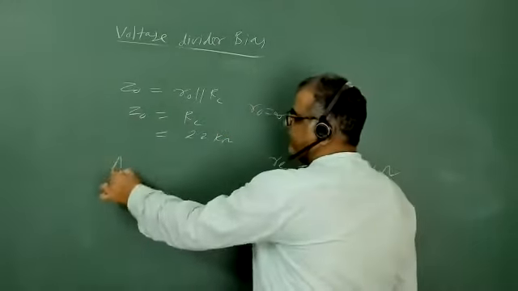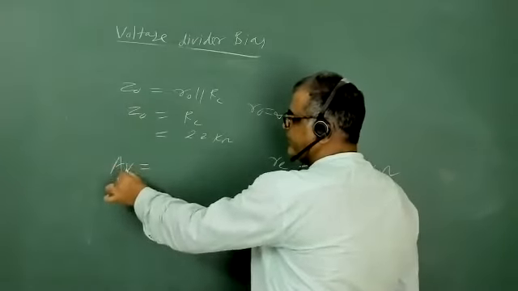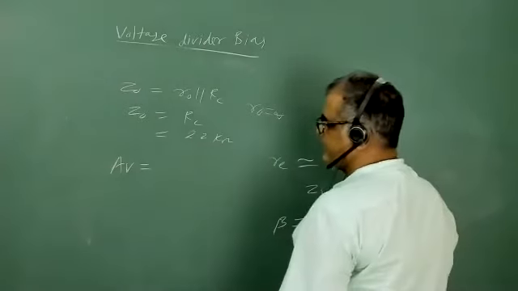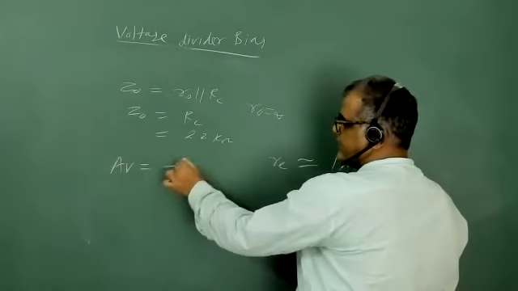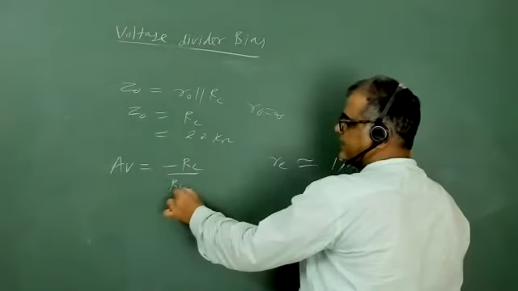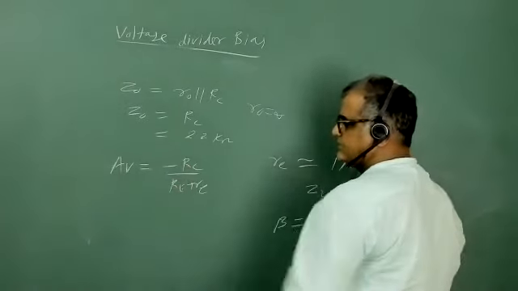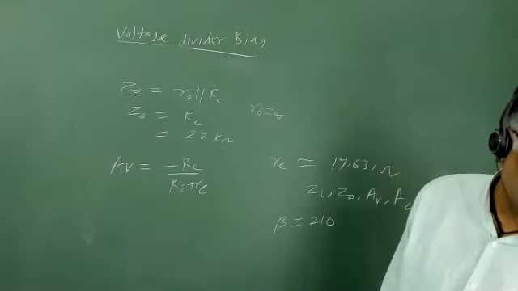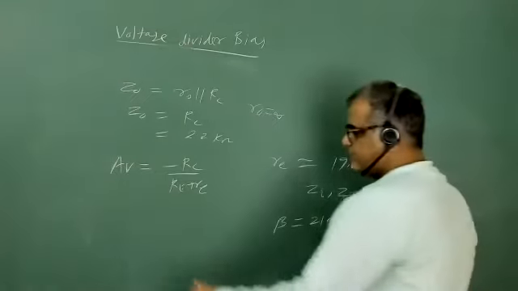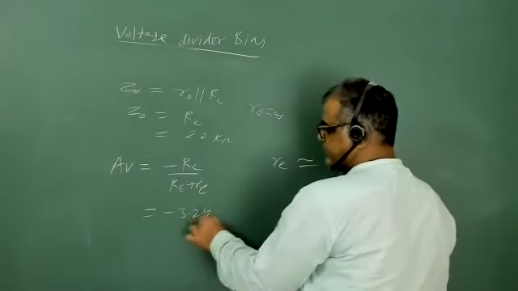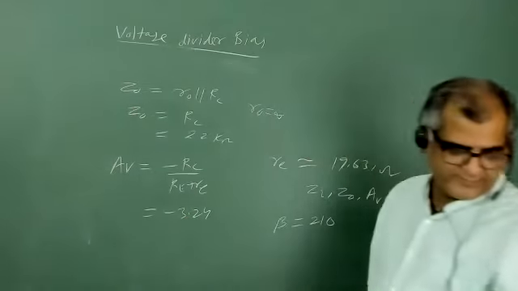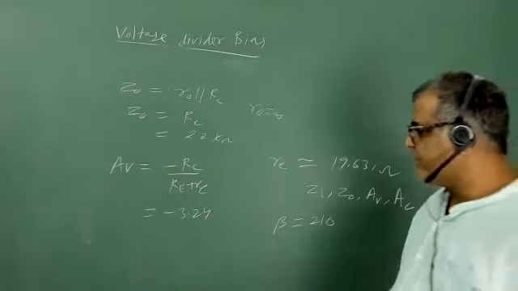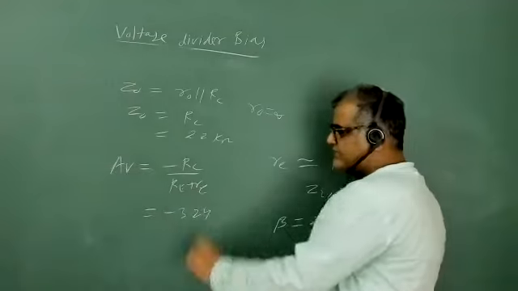What will be the value of AV? Tell me, if R naught is infinite, what is the value of AV? RC by R, 0.23. How much is AV coming? -3.23. Very good. Minus 3.24, or something like that. If you neglect this one, there will be some change.